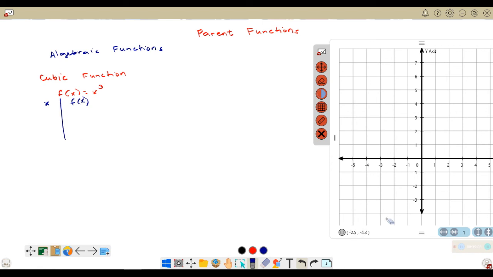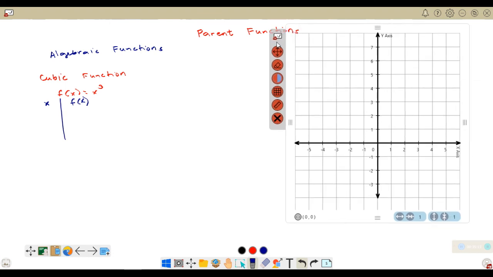So what is the graph of a cubic function? Ring. Ring, ring. Saglit lang.